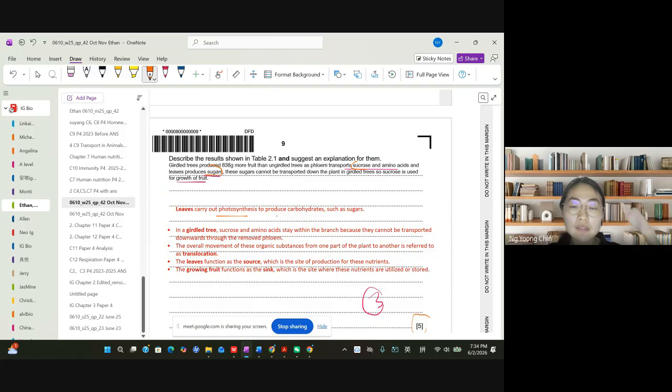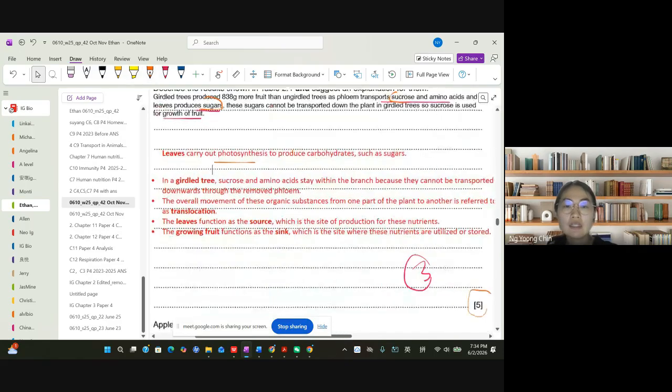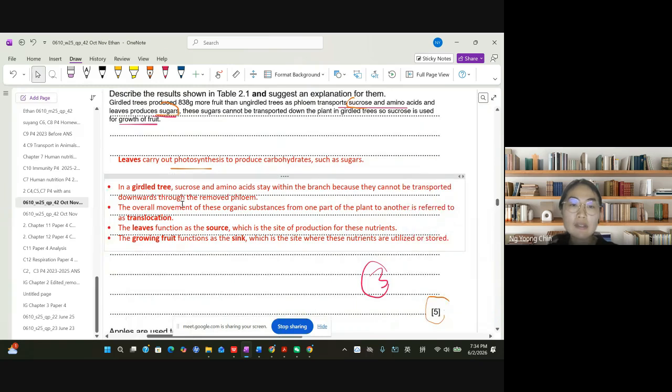So you can add on some of the points, like in a girdled tree, the sucrose and the amino acids just stay within the branch because they cannot be transported downward through the removed phloem. And then remember to mention the translocation, because it's one of the keywords. Then you got the source, which is the leaf, and then the sink, which is the growing fruits.